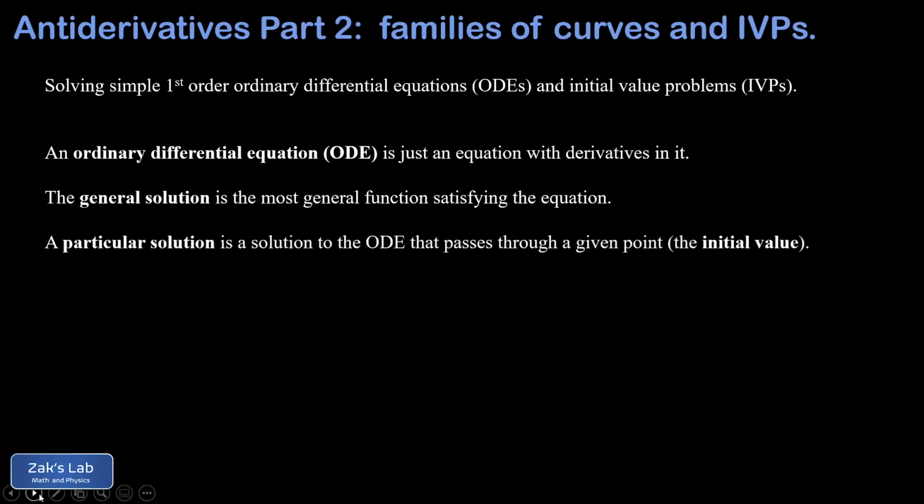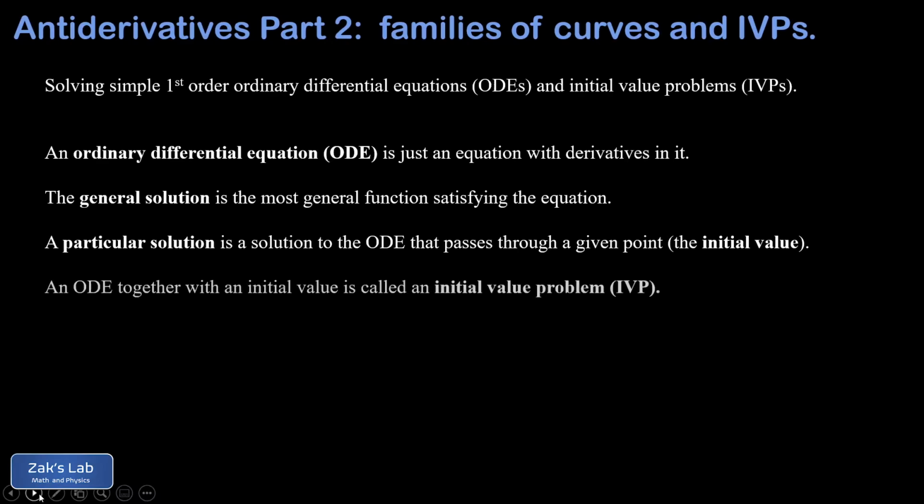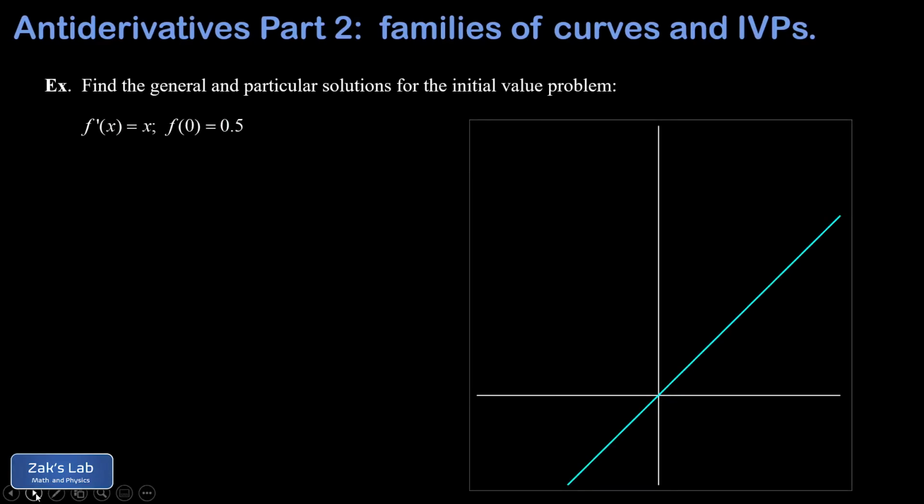So a particular solution to an ordinary differential equation is a solution that passes through a given point. That point is called the initial value. And an ordinary differential equation together with an initial value is called an initial value problem, or IVP. So when we're given an initial value problem, the goal is to find the particular solution that satisfies the original differential equation and also passes through the specified point. In this example, we're given the first order ODE, f prime of x is equal to x.